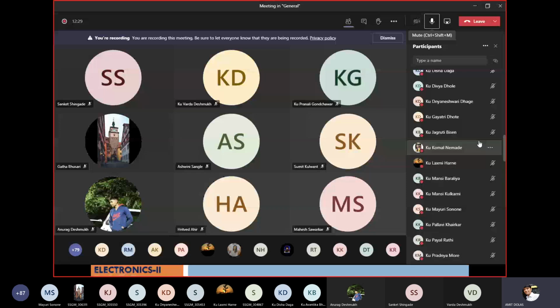Komal Nemade, Rajeshwari, Pranav Bhopre, Mohammad Rahil, Priyanka Chauhan.